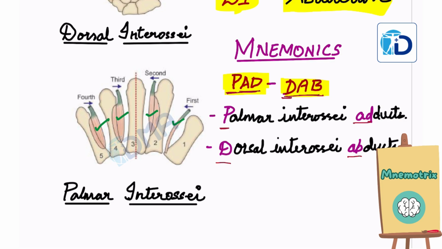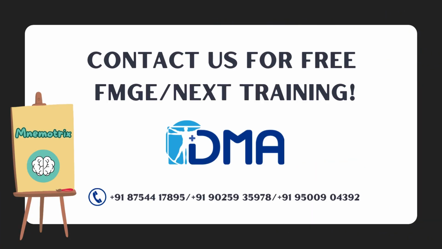So PAD and DAB is an easy mnemonic way to remember the actions of palmar and dorsal interossei muscles without getting confused. Wow, it's very nice.